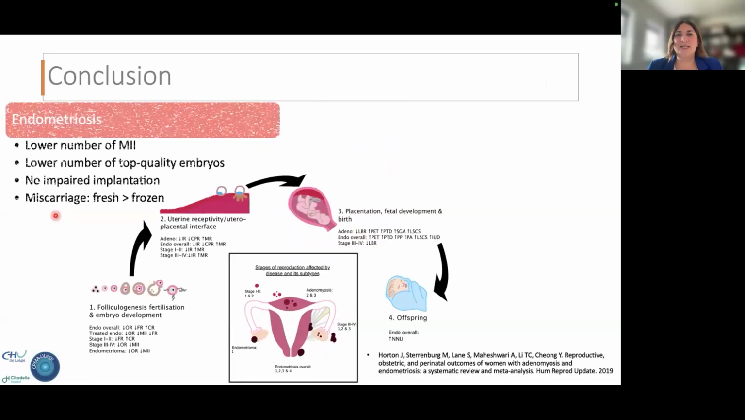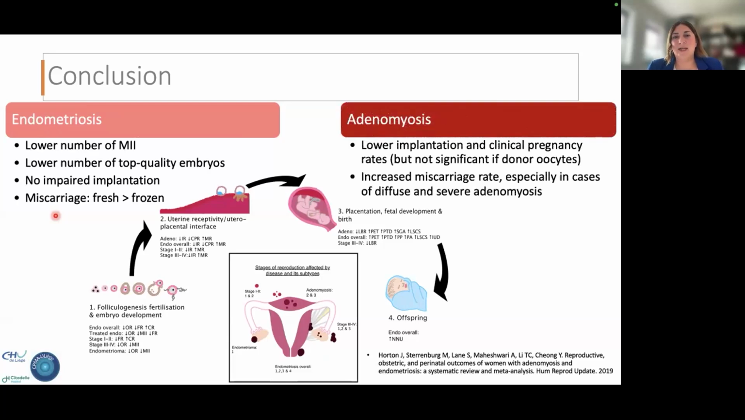So endometriosis is associated with a lower number of metaphase 2 oocytes and top quality embryos. No significant impairment in implantation rates, but there is an increased risk of miscarriage, and it seems that it's particularly with the fresh transfers compared to frozen. Adenomyosis is linked to lower implantation and clinical pregnancy rates, though not significant when donor oocytes are used. There is a notably increased miscarriage rate, especially in cases of diffuse or severe adenomyosis.